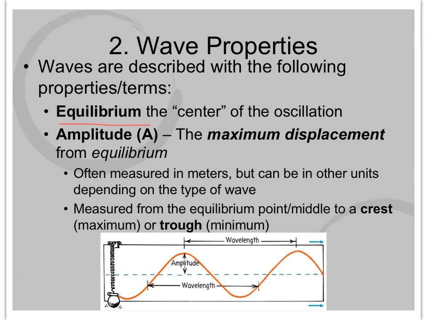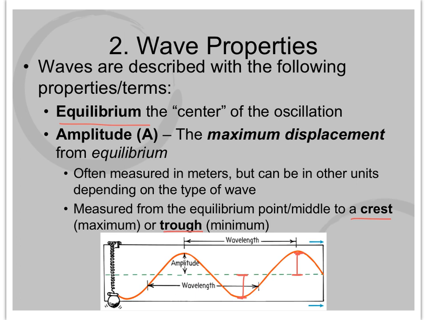Amplitude is going to be defined as the maximum displacement from equilibrium. So we see amplitude shown here on our diagram. It is important to note that it's always measured from that equilibrium position to a minimum, which is known as a trough, or from that equilibrium position to a maximum, which is more commonly known as a crest. So it's that displacement from equilibrium.